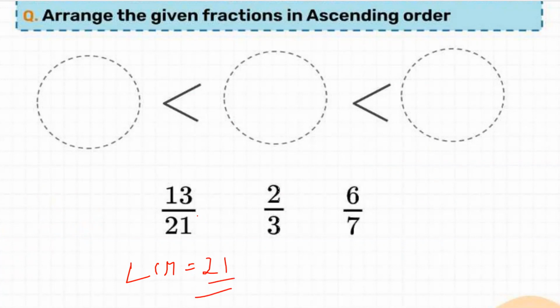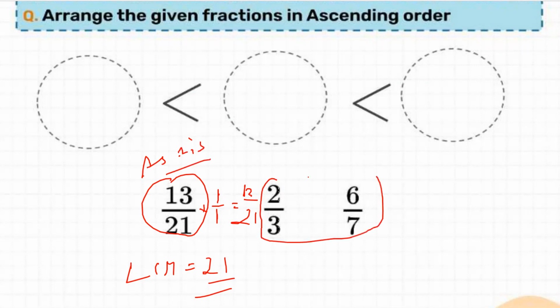And if the LCM is same, then what you can do? This is same, 21 and 21. If you multiply it by 1, sorry, 1 and 1, then you will get 13 upon 24. This will be same, so you need to leave it. Okay, leave it as it is. Solve these two only. You have to solve these two by the LCM method.